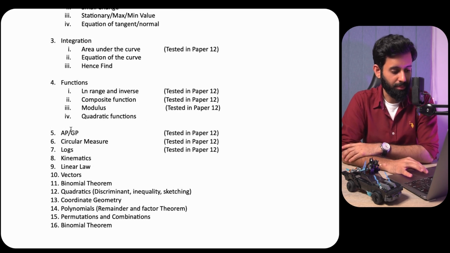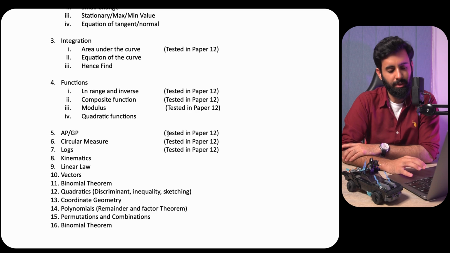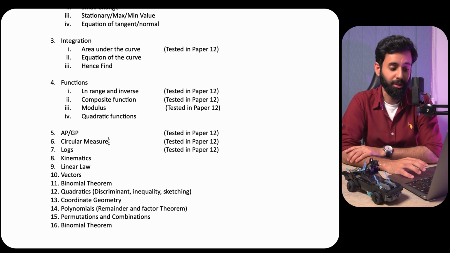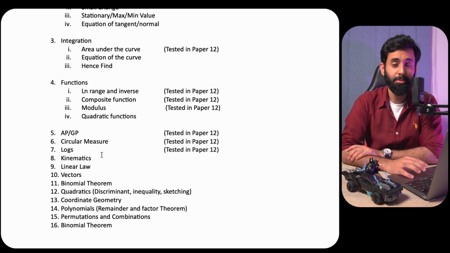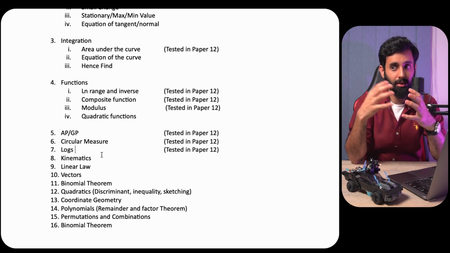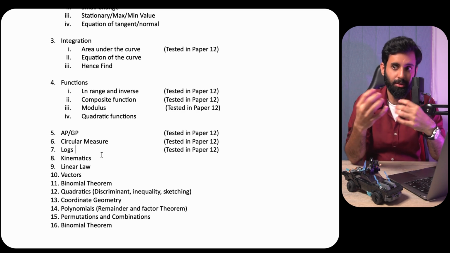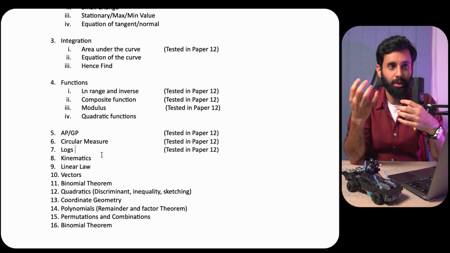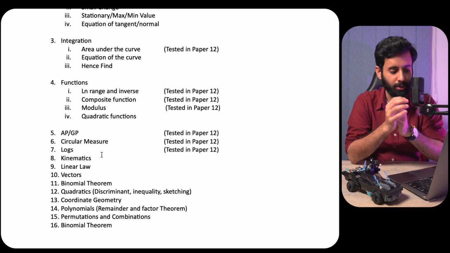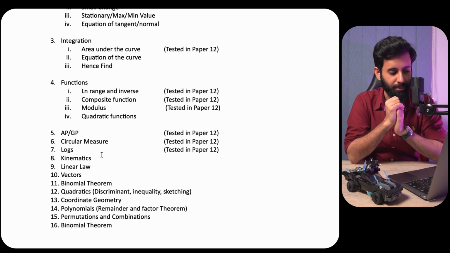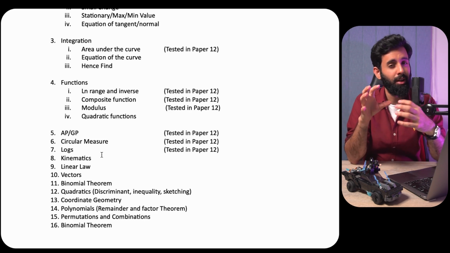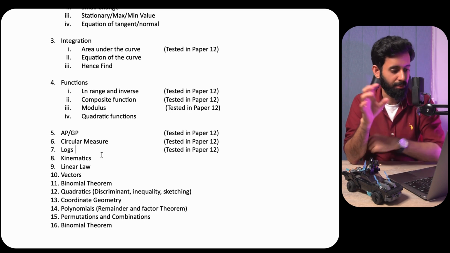So starting with APGP, there was a question on APGP. So I'm pretty sure that no question of APGP is going to come in paper 2. And just like that, there was a question on circular measure also. Logs also has already been tested, but usually logs is so extensive that you can expect another question, which kind of leads to logs. You know how when you solve an equation which uses the rules of indices, and then it leads to us applying logs. So you can expect something like that in paper 2. Like I said, because the topic is so extensive, even if it's tested in paper 1, we can't say for sure that it's not going to come in paper 2.